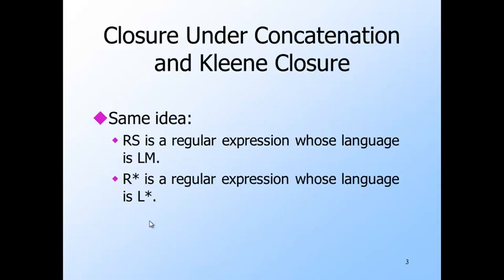The same idea works for concatenation and closure. Remember to draw parentheses around R and S if they are needed, like this. For example, if R is 0 plus 1 and S is 0, then you need to write the expression with parentheses around the 0 plus 1. Otherwise you'll get the wrong language. You don't need the parentheses around the 0.